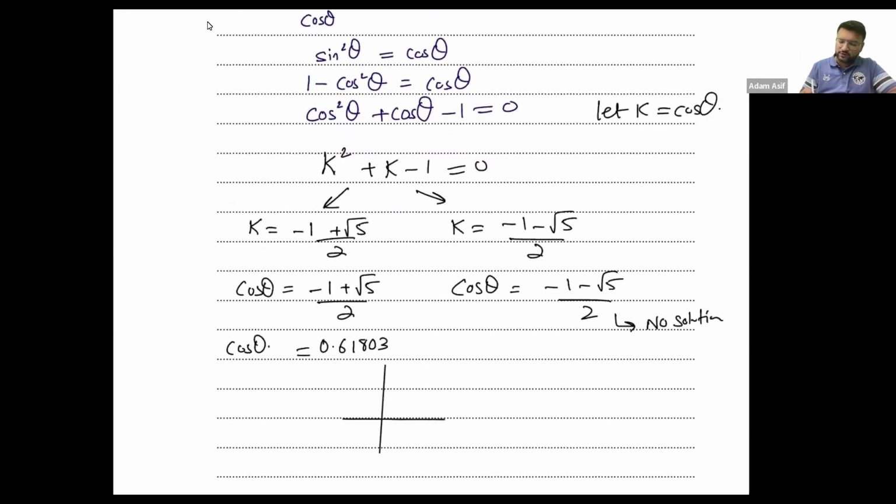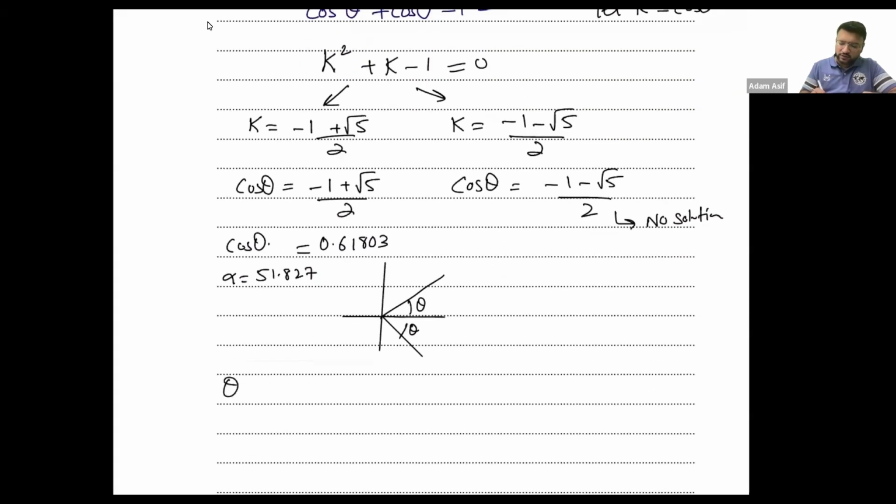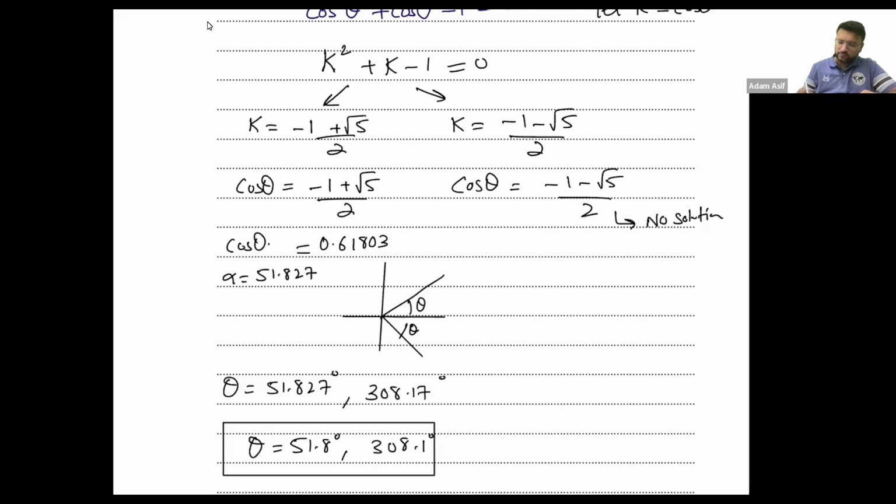Now I need to solve for this domain. Cos theta is positive in the first and the fourth quadrant. Find the basic angle first: cosine inverse of this exact value, (-1 plus square root 5)/2. Make sure your calculator is in degree mode. The basic angle is going to be 51.827, so one value of theta is 51.827. The other value would be 360 minus the answer, 308.17 degrees. Now round the answers to one decimal place: 51.8 degrees and 308.2 degrees.